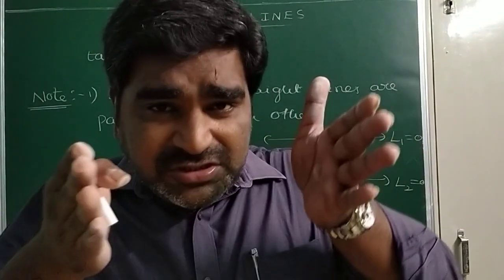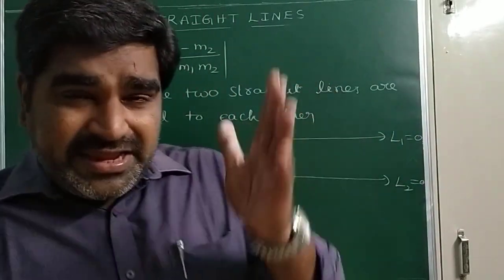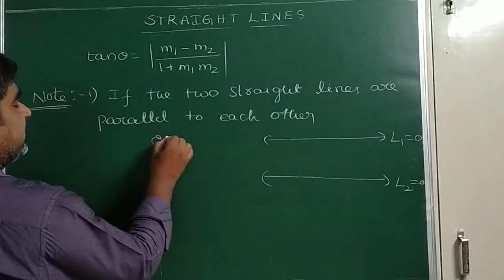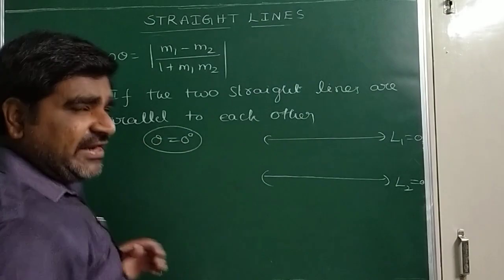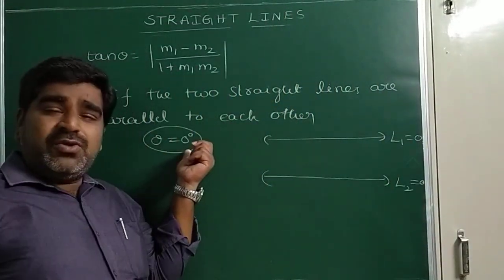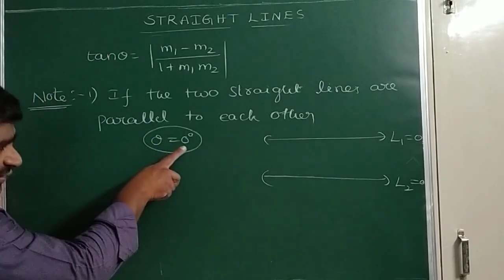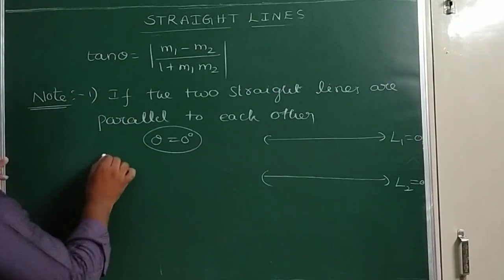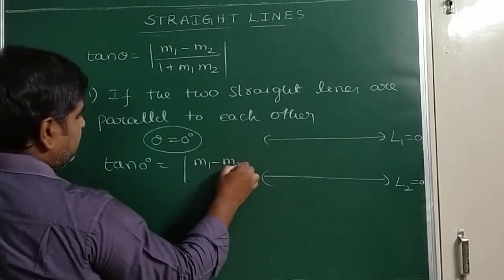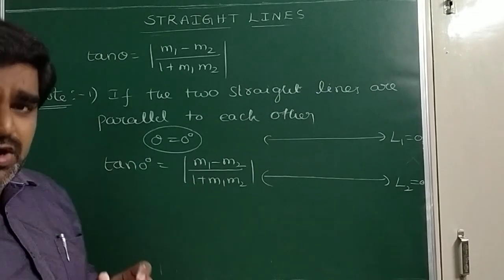If the two straight lines are parallel, they never intersect. That means, is there any angle between the two parallel lines? No. So here the angle between the two lines is 0 degrees, so theta equals 0 degrees. Just replace theta here. So tan 0 degrees is equal to modulus of (m1 minus m2) by (1 plus m1 m2).